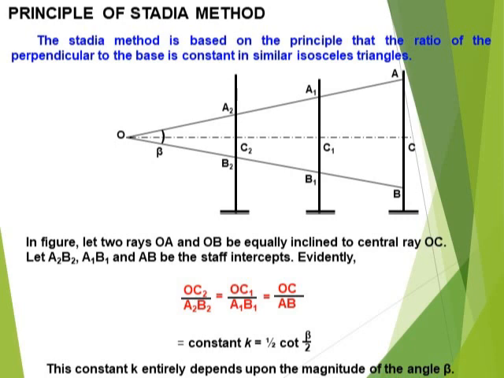that is OC. Here A2B2, A1B1 and AB are the staff intercepts. Thus, evidently, we can see that OC2 by A2B2 will be equal to OC1 by A1B1, and it will also be equal to OC by AB. This is equal to a constant, which can be called K, and another way to calculate this constant K is by half cot beta by 2. You can see that beta is the angle as shown in the figure, and this constant K entirely depends upon the magnitude of angle beta.